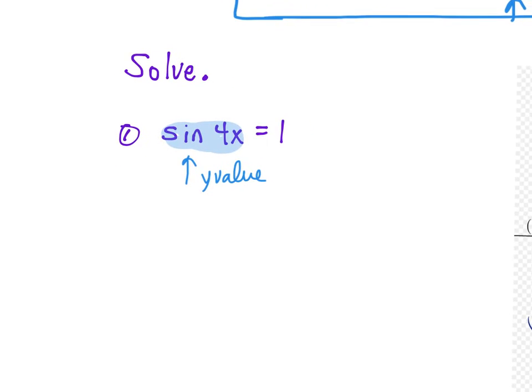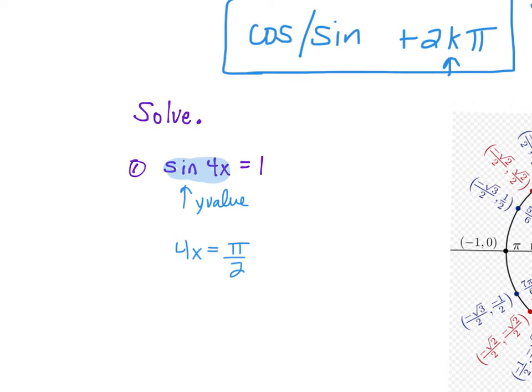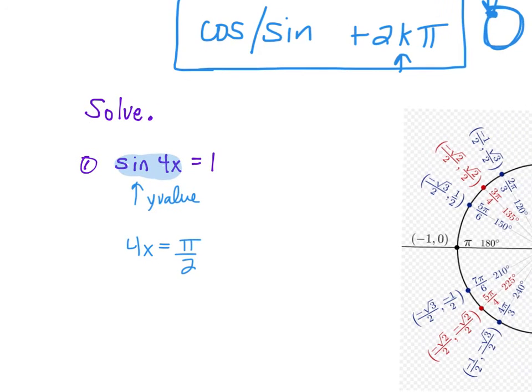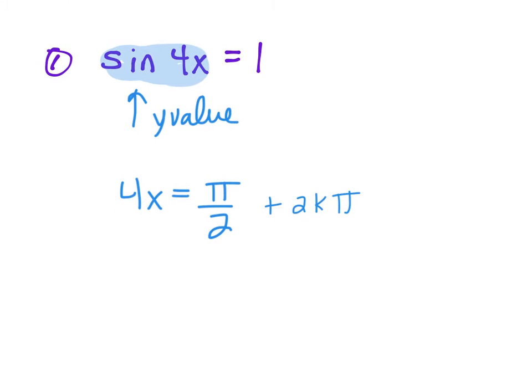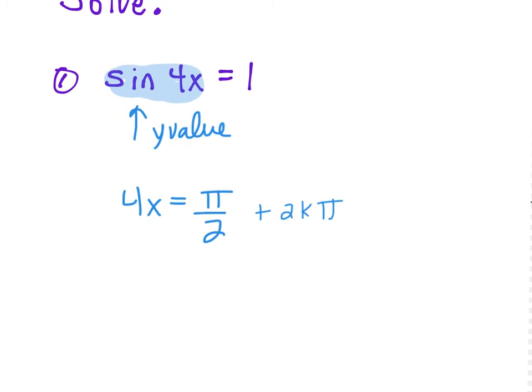So we would say right here that 4x equals pi over 2. Now, since this is sine or cosine, we're going to add the plus 2k pi behind it. All that's doing is accounting for the fact that we can go one trip around the unit circle, we can go 12 trips around the unit circle, whatever.